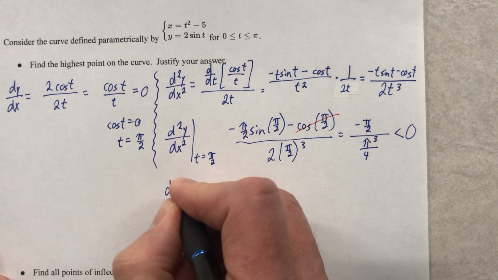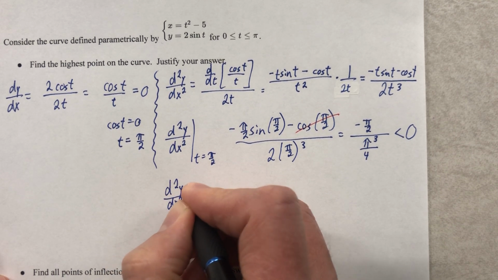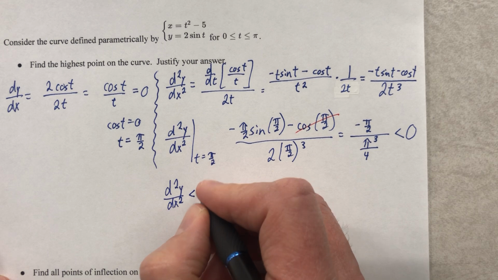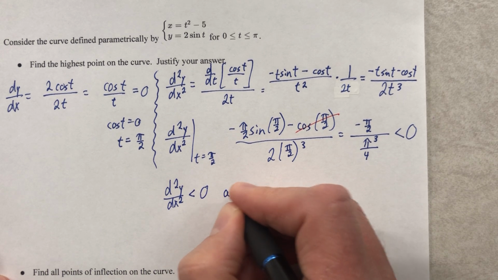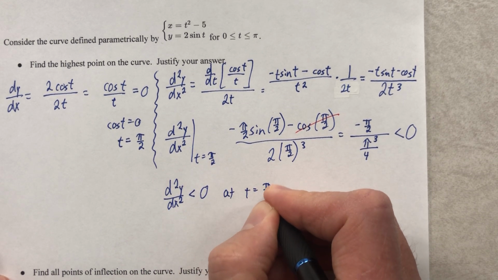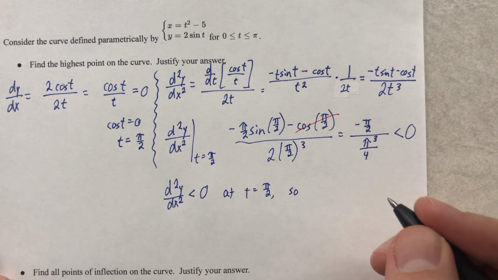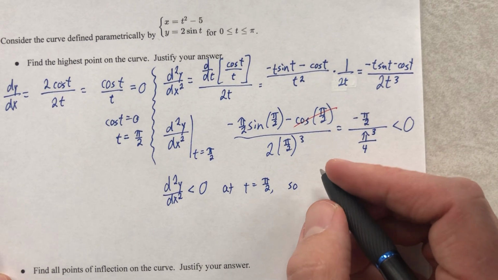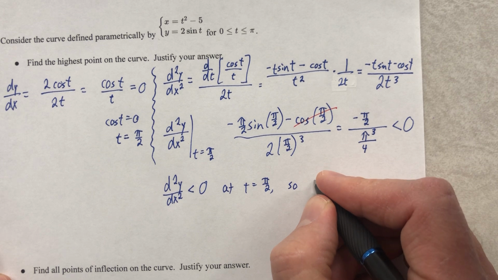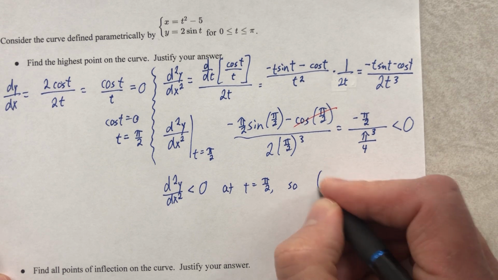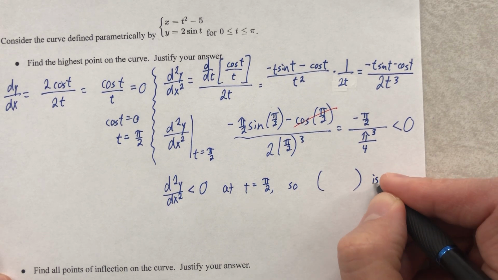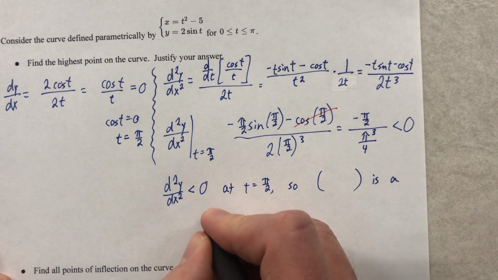The second derivative is negative at t equals pi over 2. So, this coordinate is a maximum.